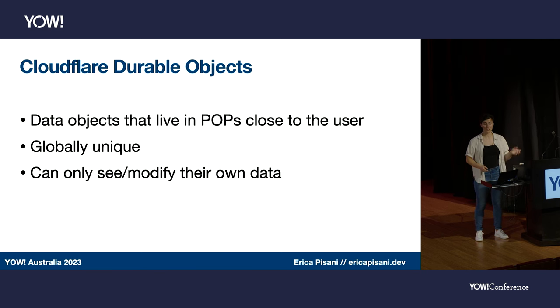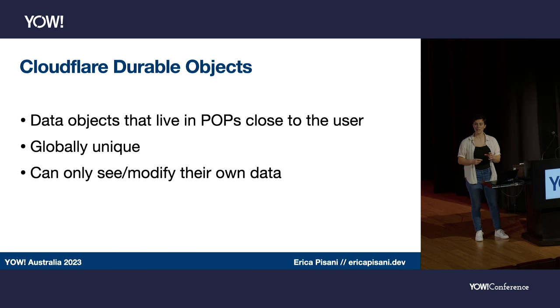Now, the other approach I want to talk about is Cloudflare's Durable Objects. They've characterized it as Durable Objects are to databases what serverless functions are to web applications. So taking a big monolithic database and breaking it into smaller pieces. When you create a durable object, it's created in the edge location closest to the user that made it, and they are globally unique, and they can only read and modify their own data, to help ensure the strong data consistency we want to see from our database.